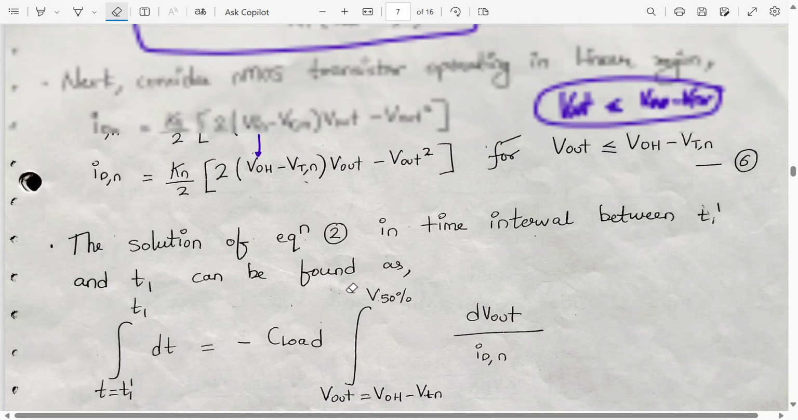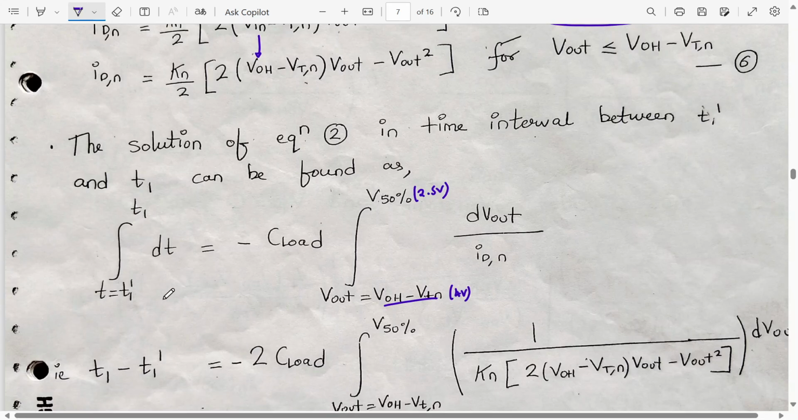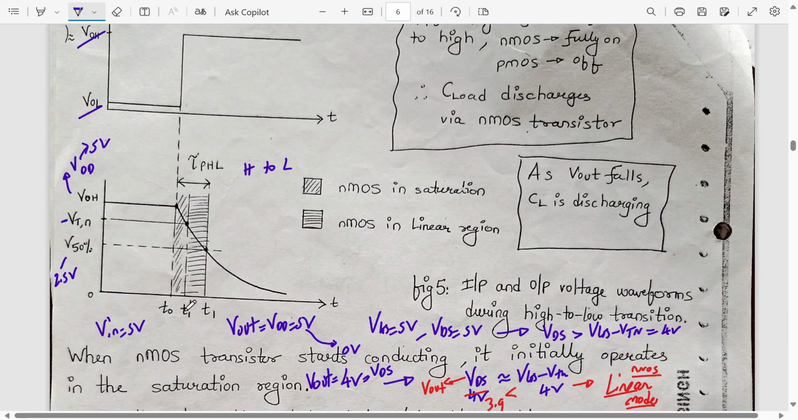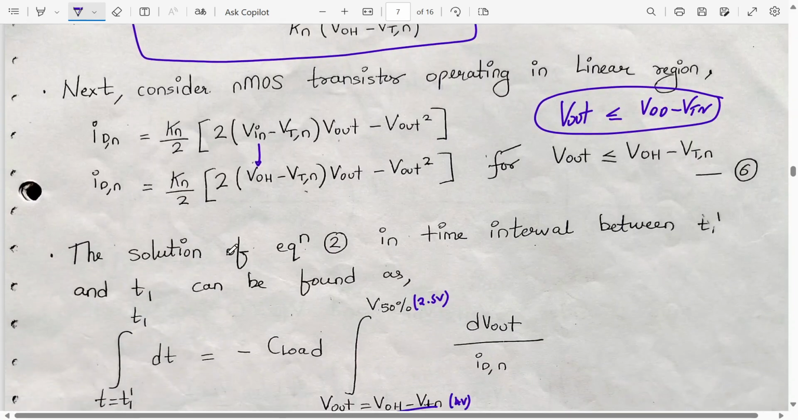So now we continue the same thing, but we continue till the 50% value. Okay, so Vout goes from, let's say this is VDD to VTN, that is 4 volt to 50% or 2.5 volt. Yes or no? So this is from T1 dash to T1. Let me show it to you. So from T1 dash to T1, this is the formula. So T1 is the 50% value. Okay, so Vout is between, actually this is the interval for Vout less than or equal to VDD minus VTN, and greater than V of 50%.